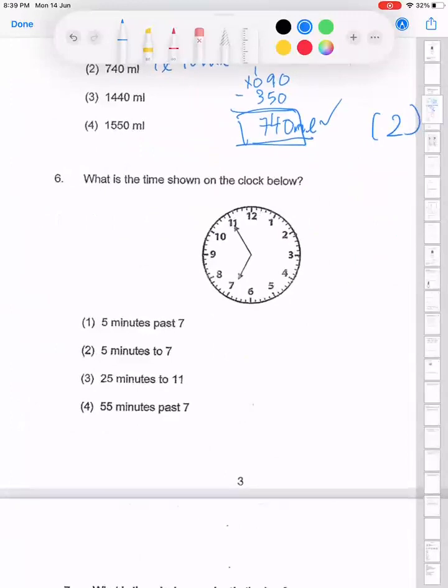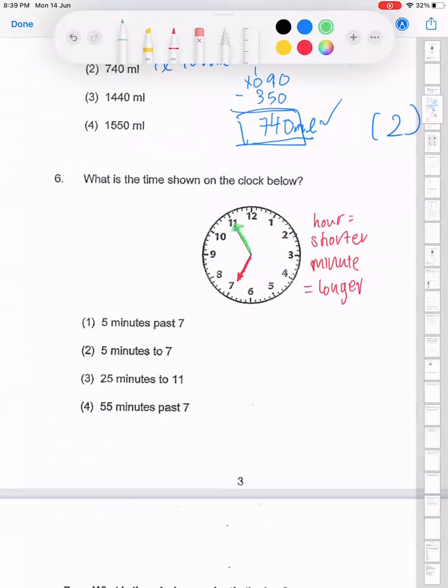All right. Next question, question 6. It's a clock question. So what I like to do for my clocks, I have to label. Can you see here? This clock. This is the hour hand. So hour hand is always the shorter hand. The minute hand is always the longer hand. Longer. Okay. So you can tell this is the longer hand.